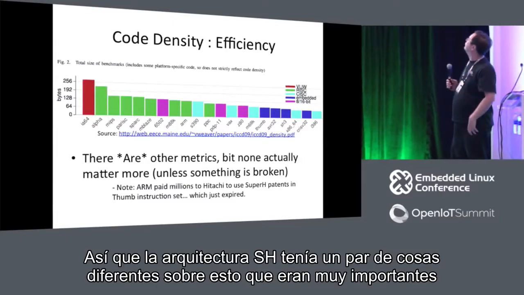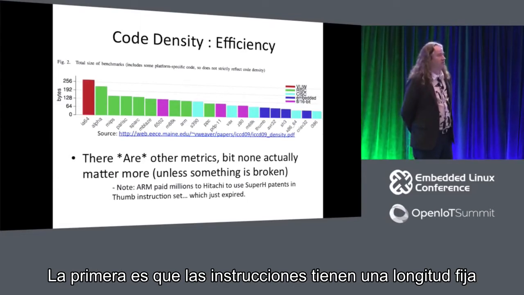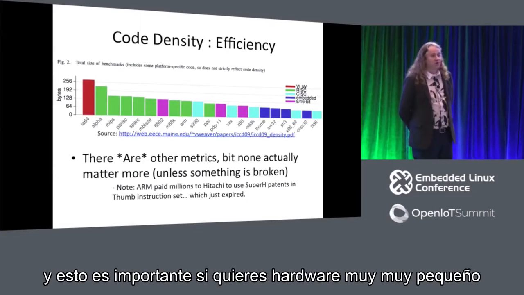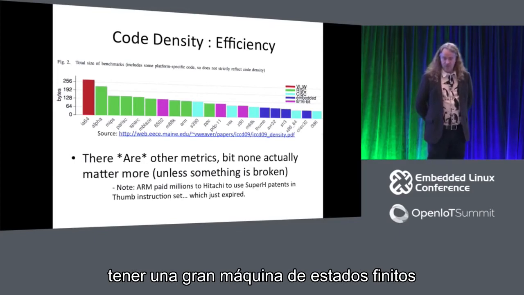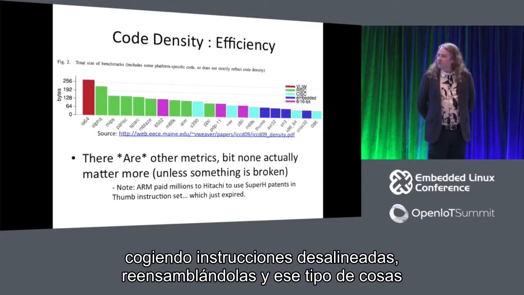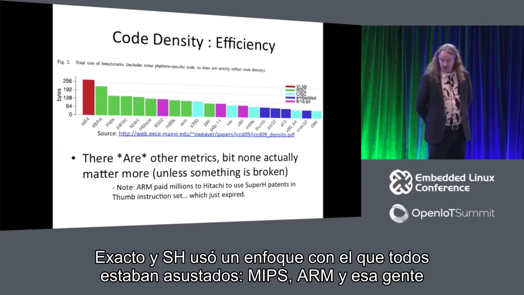So the SH architecture had a couple of different things about it that were very important. The first of which is instructions are fixed length. And that's important if you're trying to make very, very small hardware. You don't want these instruction decoders that are difficult, they have a big finite state machine in them to deal with taking unaligned instructions and reassembling them and all of that stuff. These were the original ideas behind doing RISC in the first place. Exactly. And so SH took an approach that everybody else was scared to do, MIPS and ARM and all those guys.